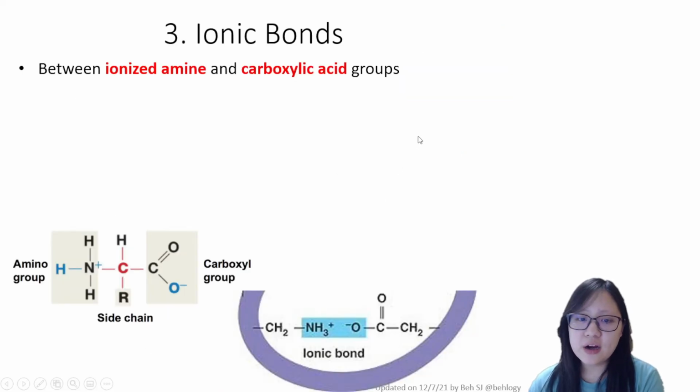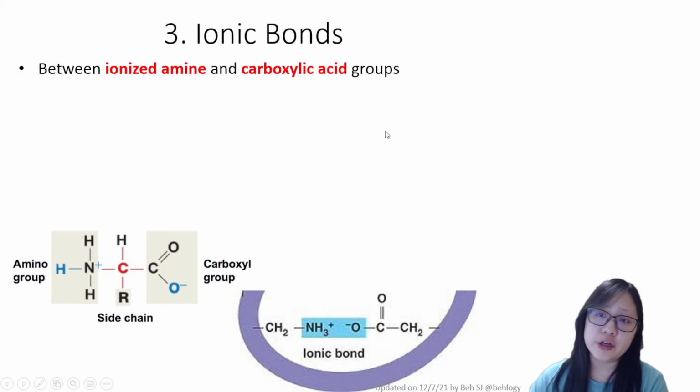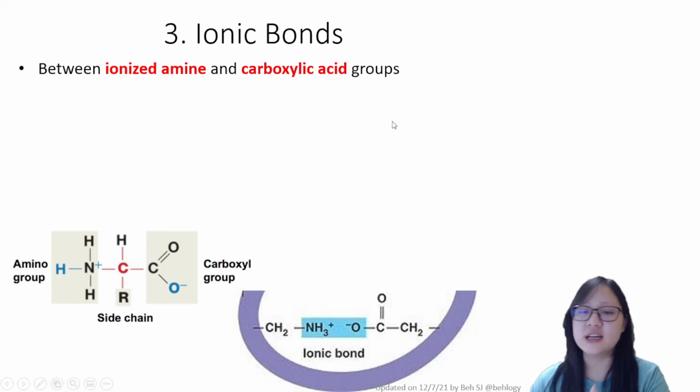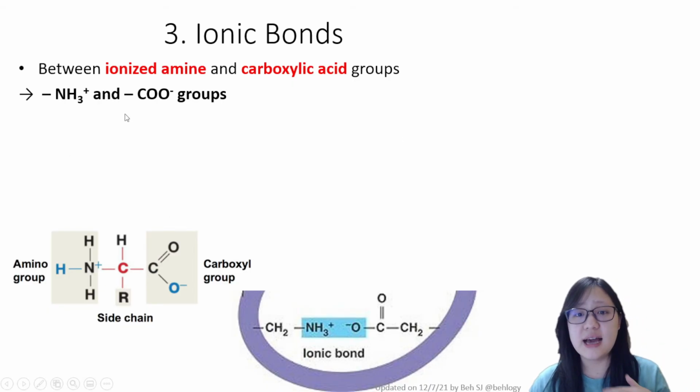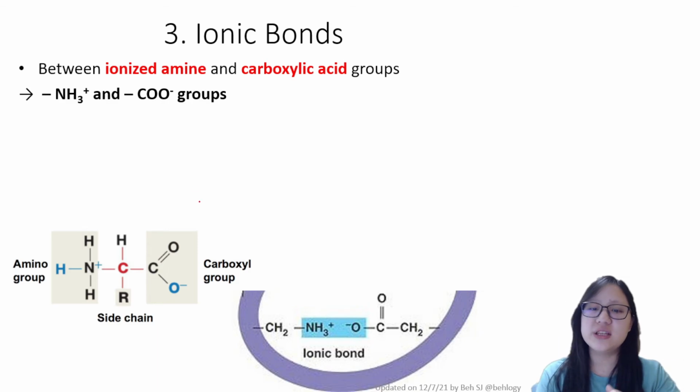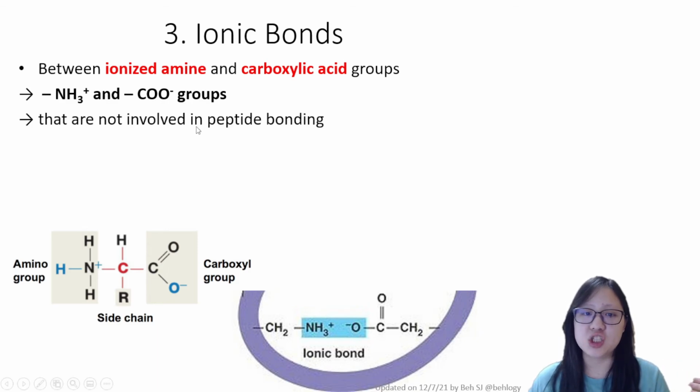Number 3, ionic bonds. Ionic bonds form between different charges. If one's positive and one's negative, they're going to attract. So it could form between 2 things. One is the ionized amine and carboxylic acid groups that all amino acids have, and usually these are at the end of the polypeptide chain. They are not involved in peptide bonding. So at the end, they are probably ionized, so they can interact.